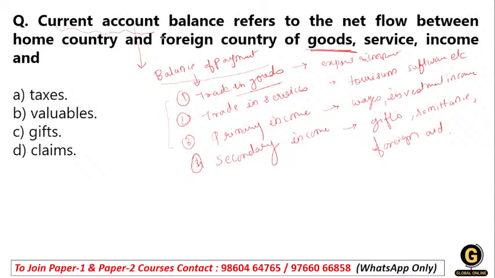So the current account balance refers to the net flow between the home country and the foreign country. When they transfer, we record in the balance of payments a transaction of goods and services, exports and imports, income and gifts, not taxes, not valuables, not claims. So gifts come under the head of secondary income in the balance of payments.